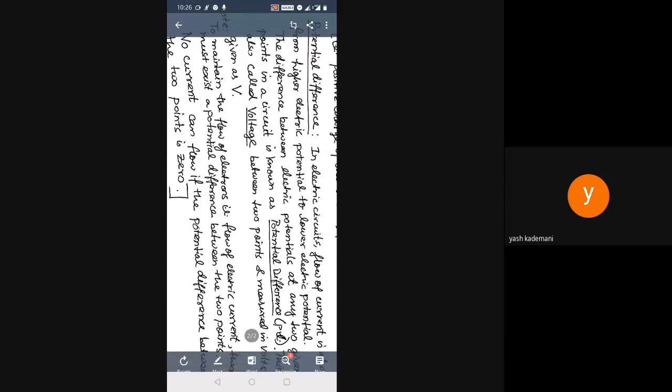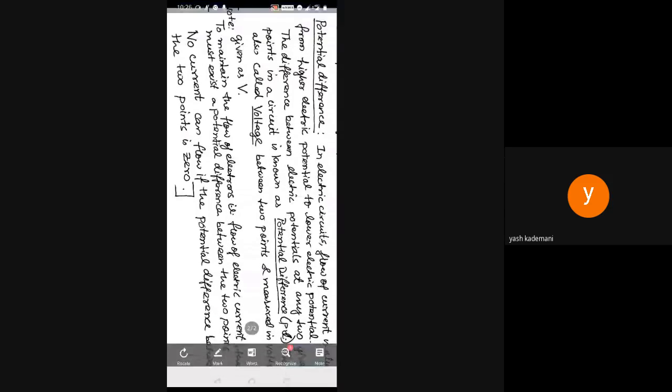Okay, so this is the definition of potential difference. It is said that in electric circuits, the flow of current is always from high electric potential to low electric potential. And the difference between the electric potentials at any two given points in a circuit is known as potential difference. Now, this is also called voltage, V.